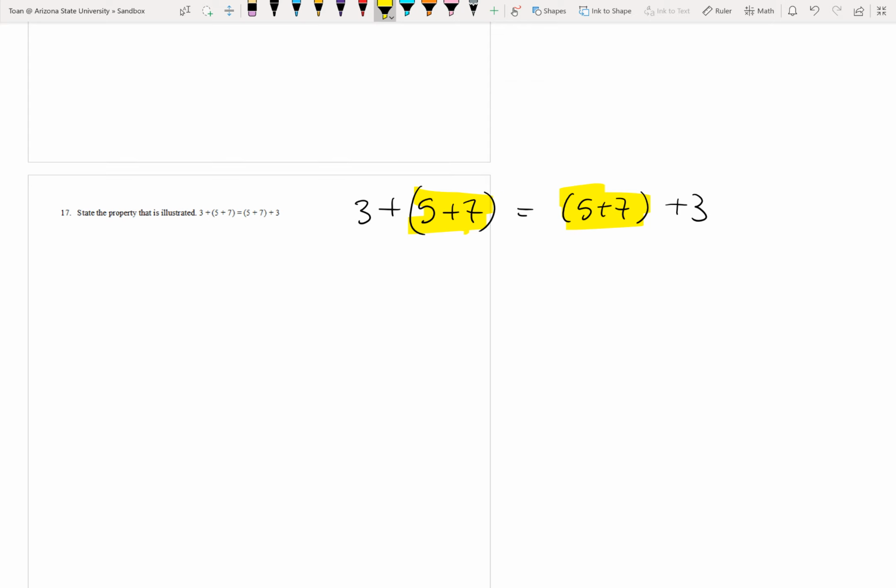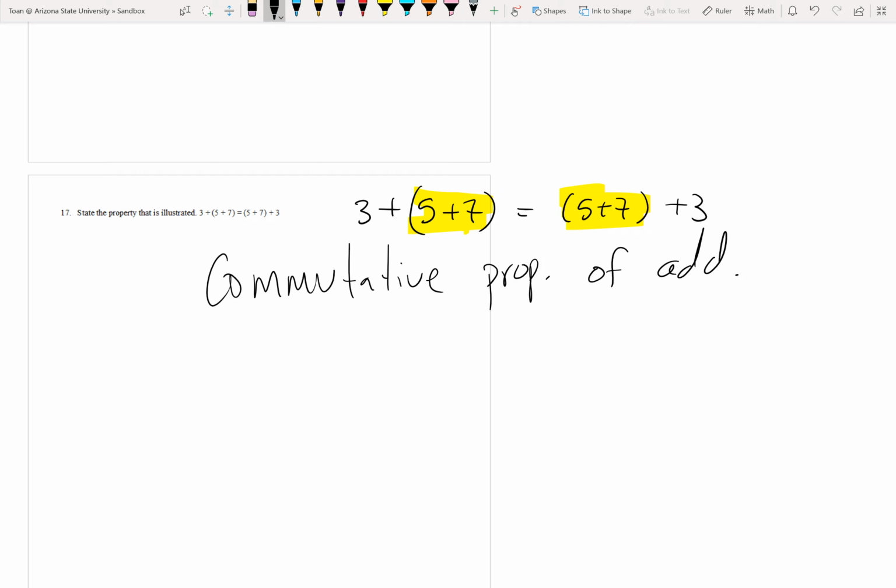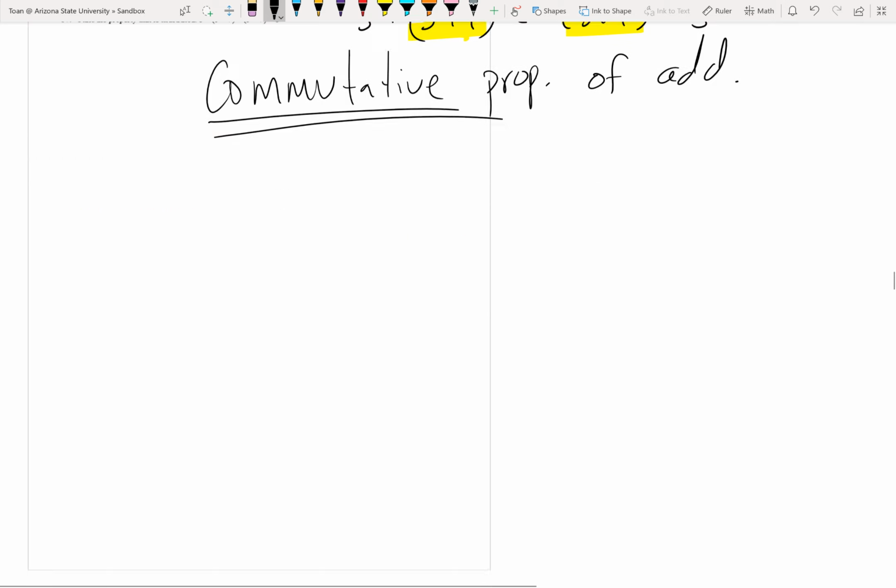I moved things. That is the commutative property. When you move terms, it's the commutative property. And since we're doing addition, it's the commutative property of addition. If you just put commutative property, I gave you full points. But again, there's nothing to solve. You just have to know it, or you don't know it.